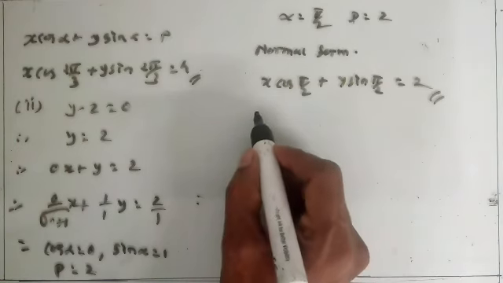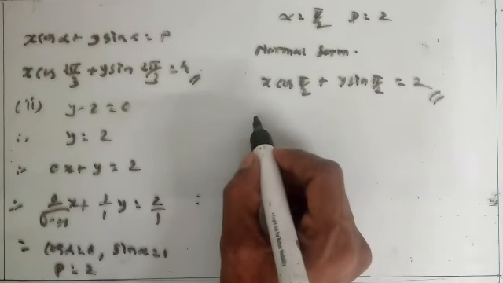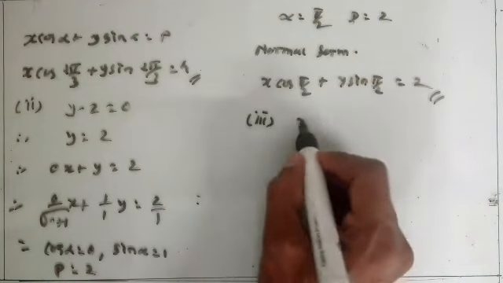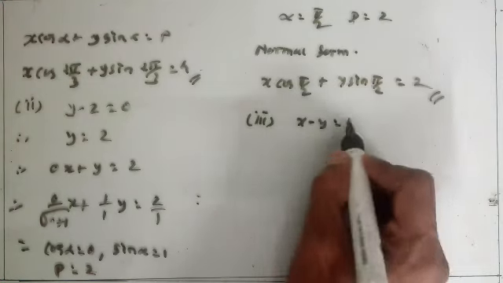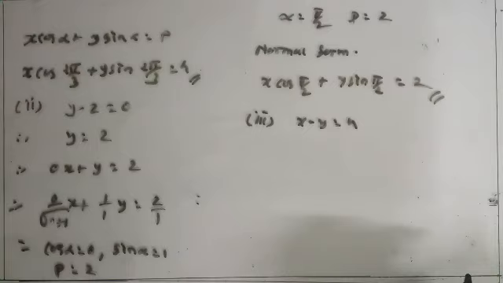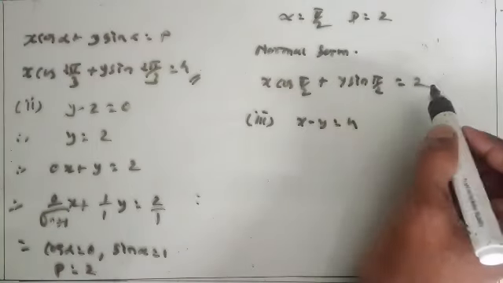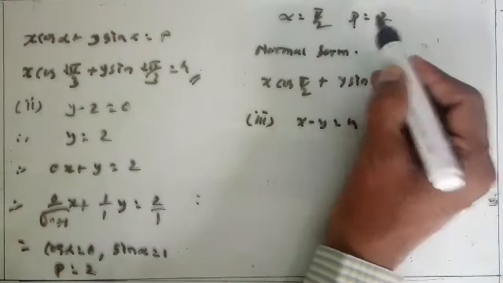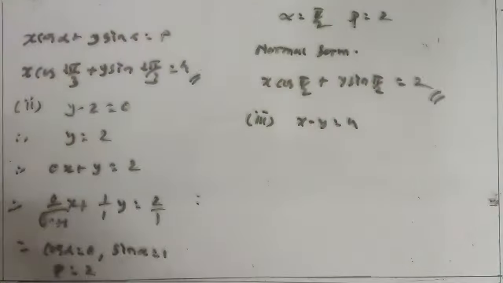Similarly, applying the same, here we get x minus y is equal to 4, to convert into normal form and find perpendicular distance. This is the perpendicular distance from origin to line. Remember this. That is the length of perpendicular from origin to line.